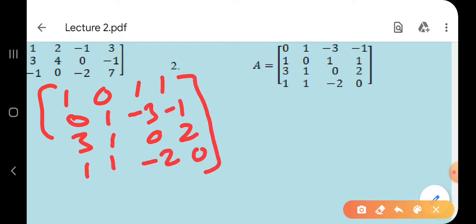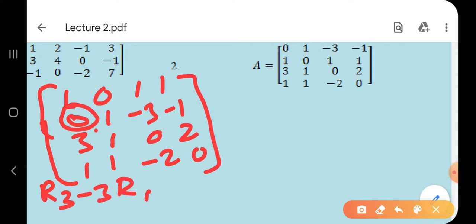Don't worry about how many rows or how many columns there are. Just properly write it down and do your step by step calculation. Now the second row already has 0, so no need to make it 0. Now make this 3 into 0 and 1 into 0. So what is my next operation? R3 minus 3 R1, so the change is in R3. Next, R4 minus R1.